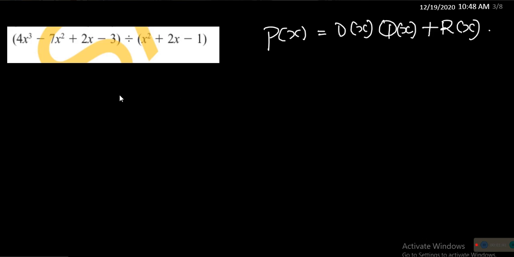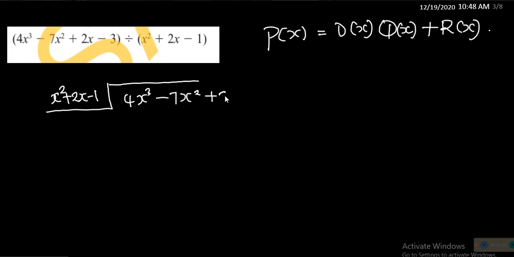Okay. Now consider this polynomial: 4x cubed minus 7x squared plus 2x minus 3 divided by x squared plus 2x minus 1. Okay, let's see if you will have a remainder here. So write out the divisor, x squared plus 2x minus 1. I'll put the dividend aside: 4x cubed minus 7x squared plus 2x minus 3. Okay, let's draw this to cover.